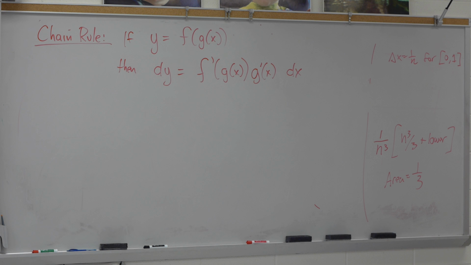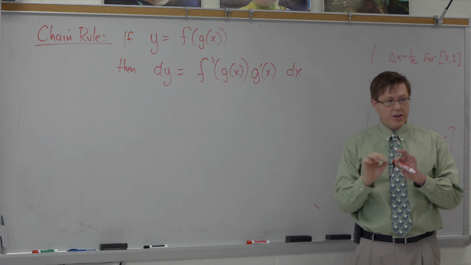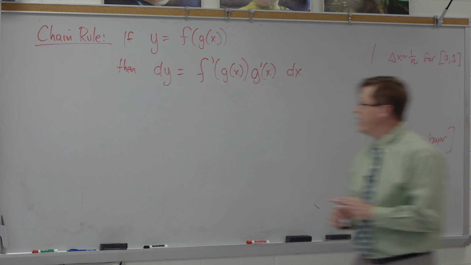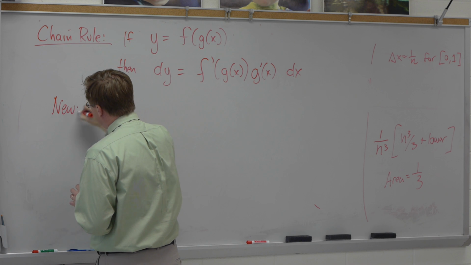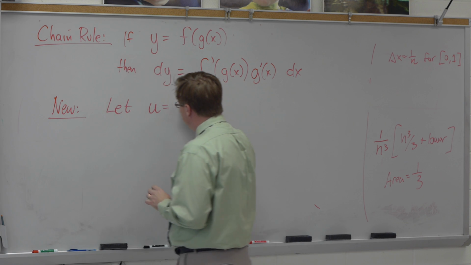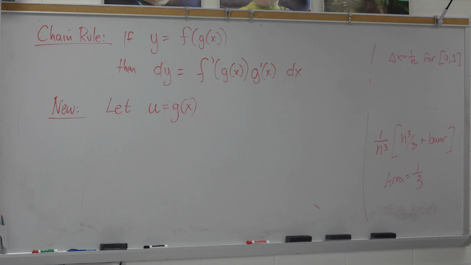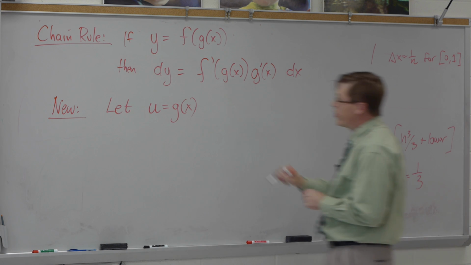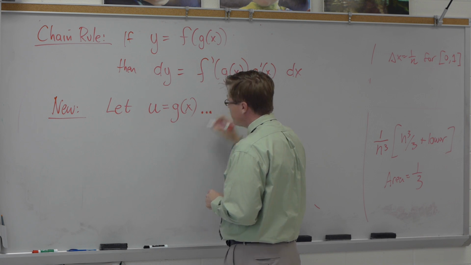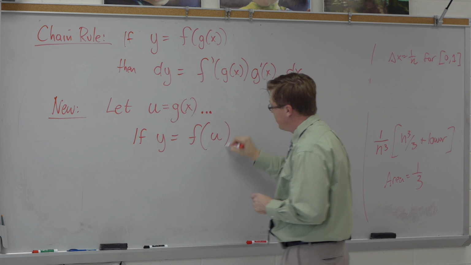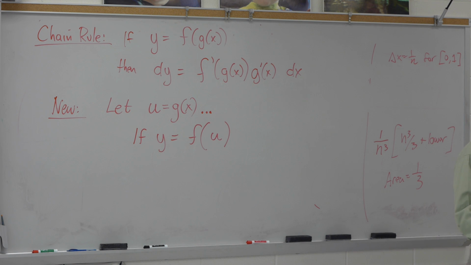Nothing new. But I've written it in this form because now I'm going to make a substitution. I'm going to introduce a new variable, and I'm going to call it u. And u has this property, so this is new: u is just g of x. So now I'm going to rewrite the chain rule. Now y is not f of g of x, which is kind of complicated looking. It's just f of a new variable, f of u, instead of f of x.